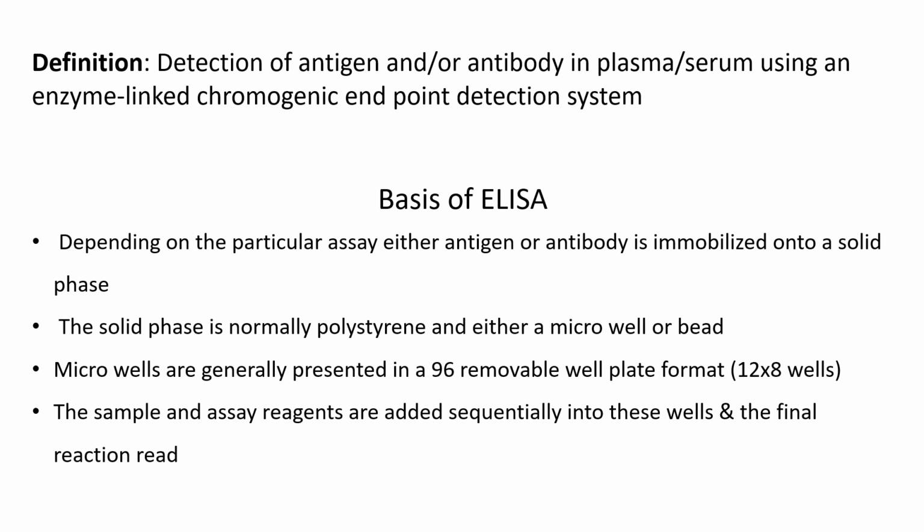So what is the basis of ELISA? Depending on the particular assay, either antigen or antibody is immobilized onto a solid phase. This solid phase is normally polystyrene, either a microwell or a bead. Microwells are generally presented in 96 removable-well plates, with wells A to H and 1 to 12. The sample and assay reagents are added sequentially into these wells, and finally the reaction is read.